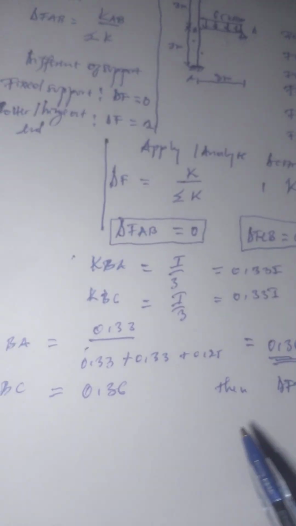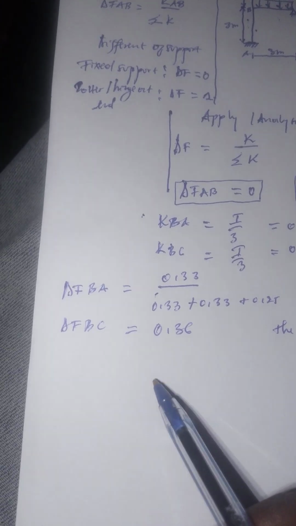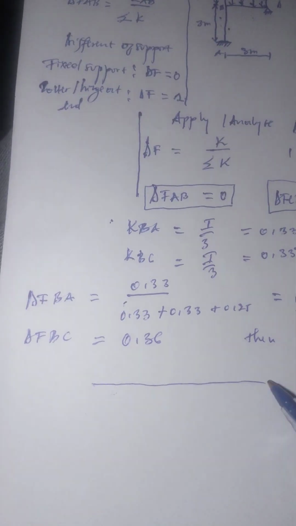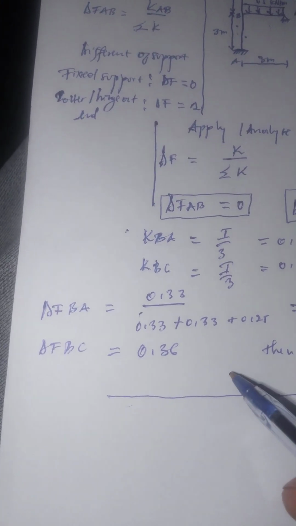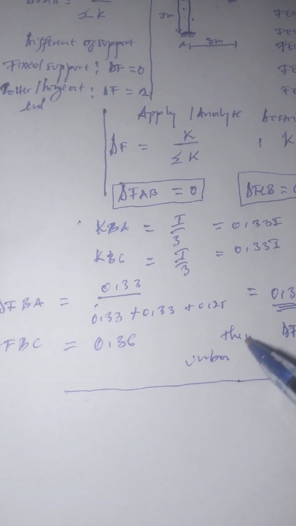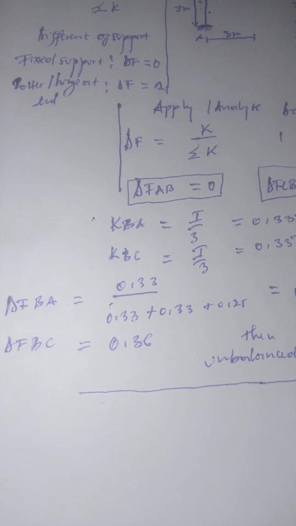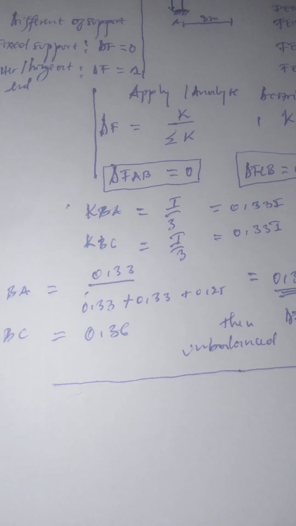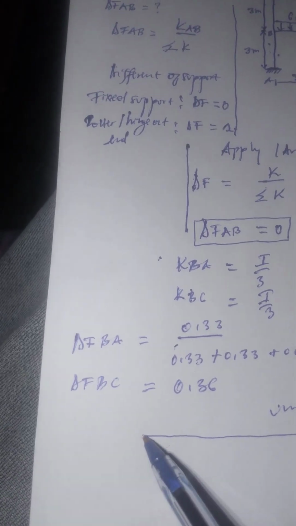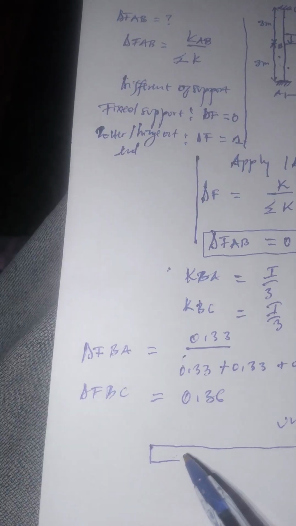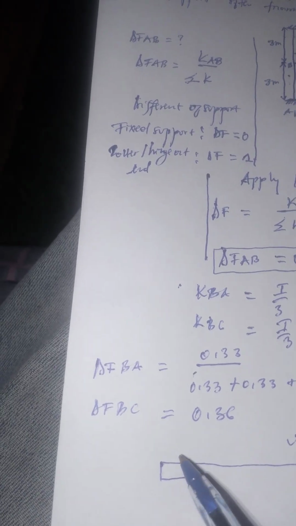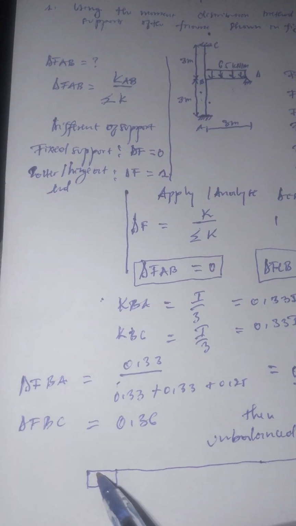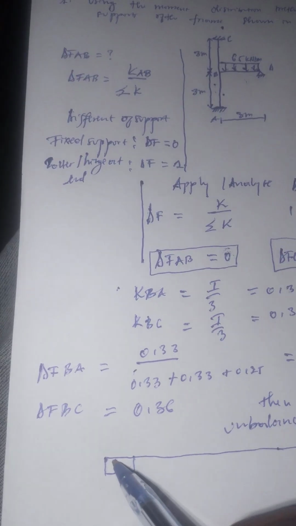After we get that, we start to calculate an unbalanced moment analysis. Here you have the distribution factor AB. We must have the distribution factor AB is equal to 0. Take a 0 here.